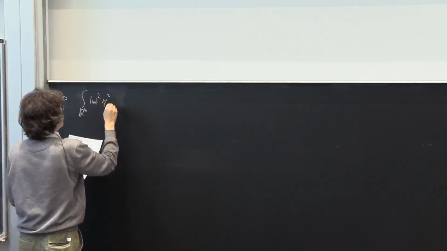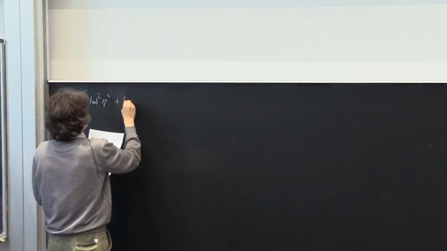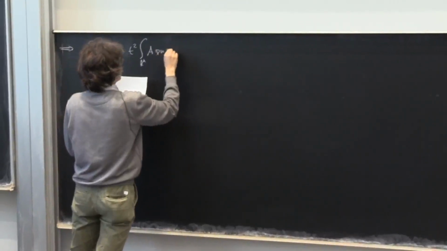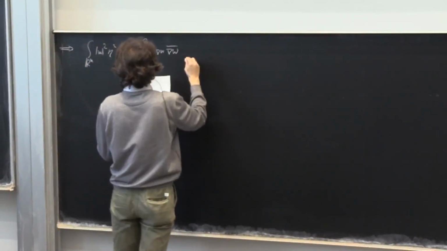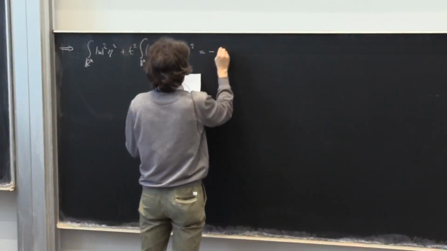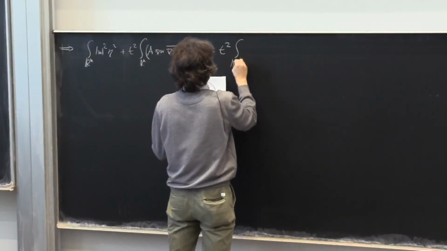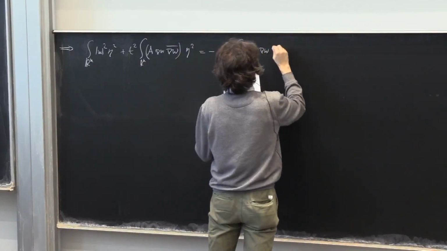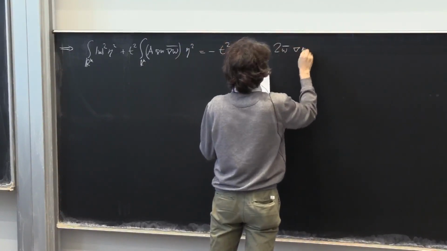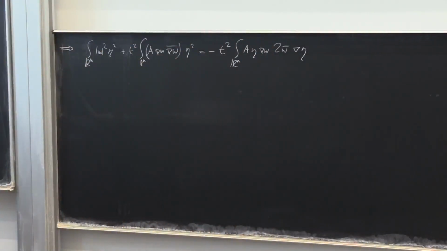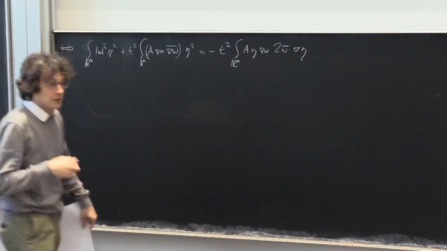integral over Rn W squared eta squared plus t squared integral over Rn A gradient W bar eta squared equals minus t squared integral over Rn A eta gradient W 2 W bar gradient eta. So this is just putting the one term to the other side. And this is now the equality that we will estimate.